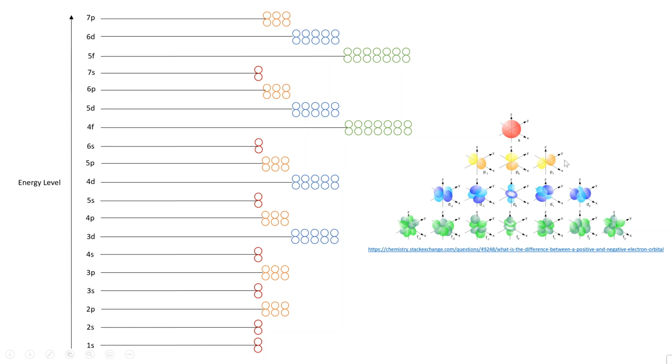And so an s orbital is like... by the way, this picture, I just thought it was too good to not include, but I don't really know where it's actually from, so I can't cite it. But I found it in this Stack Exchange post.